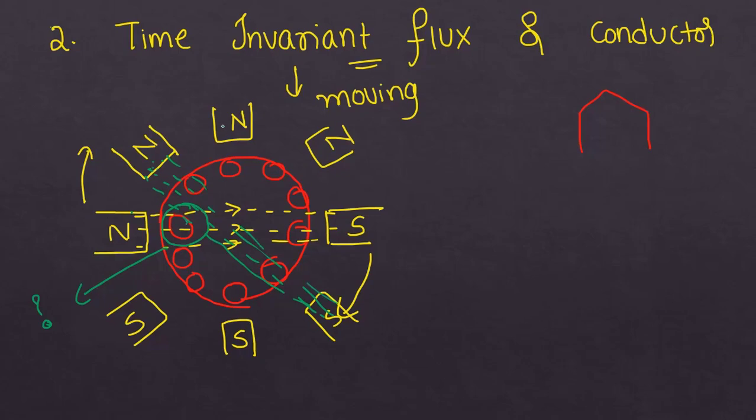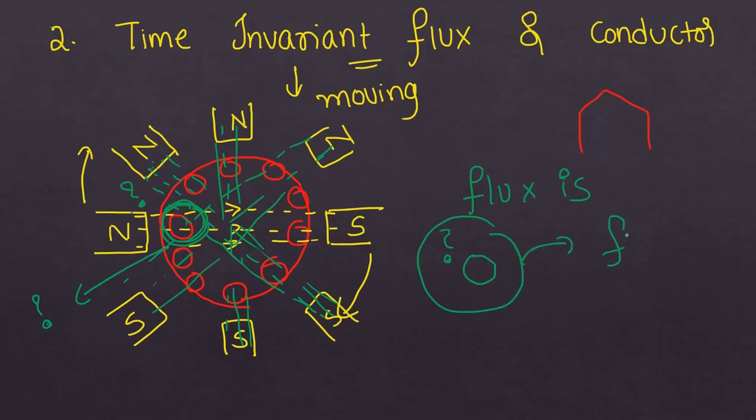Less number of flux are touching. There are no flux touching. Again, fewer flux lines are touching this conductor. I am talking about only this conductor. So whenever the flux is moving, again the flux linking with this conductor is changing, and EMF will be produced. Again, EMF is equal to N into dφ by dt. That's it. So this is how a time invariant flux and conductor, the flux linkage will happen.